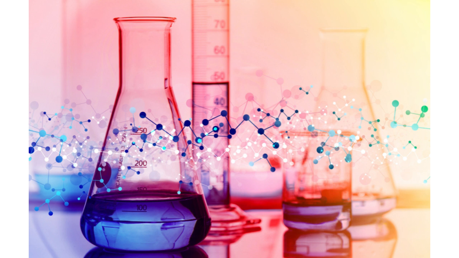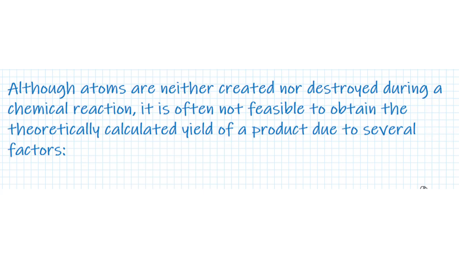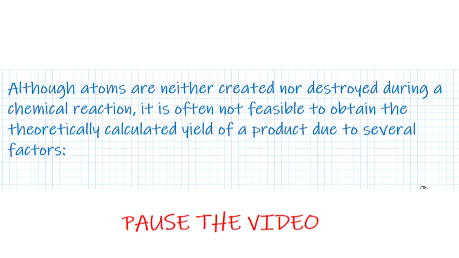Now, formulations are made to a complex, exact recipe, a bit like making a cake. And each component or product is measured carefully. And chemists need to get the maximum amount of the desired product. We know atoms are not created or destroyed in a chemical reaction, but it's often not possible to obtain the theoretical calculated yield of a product due to several factors.